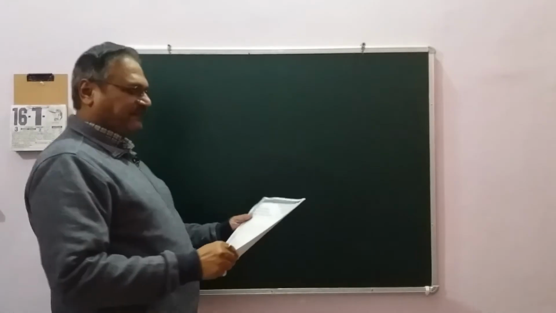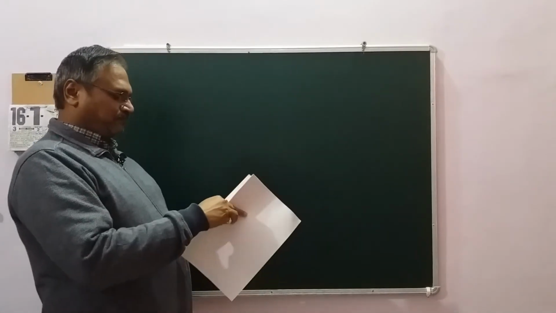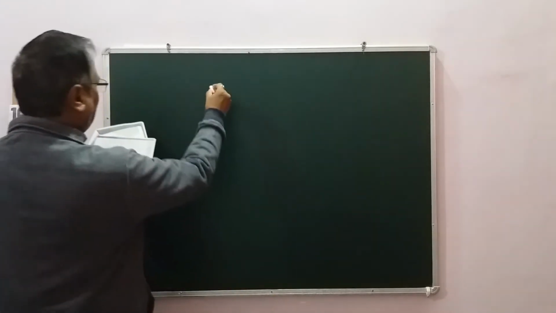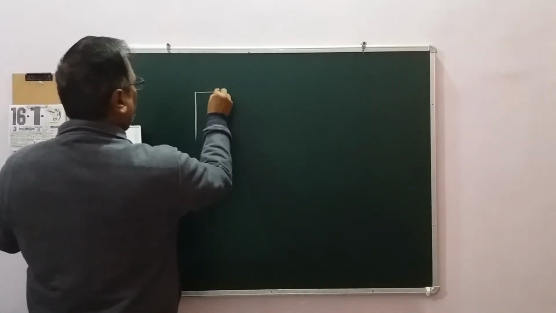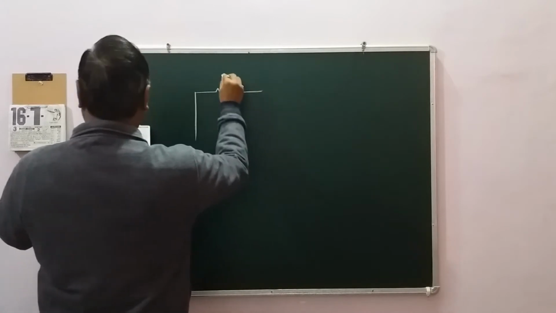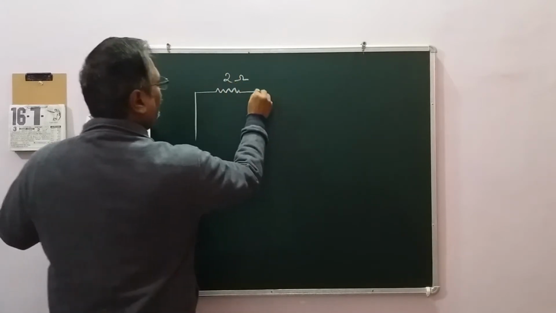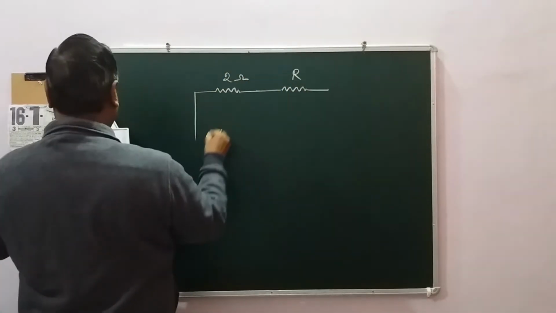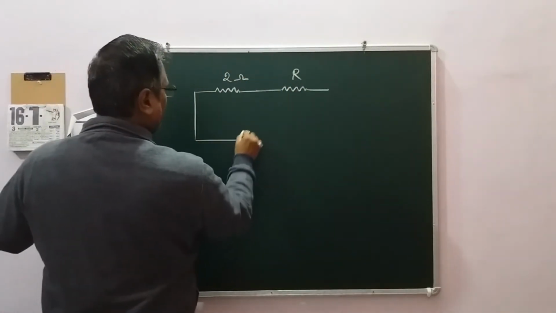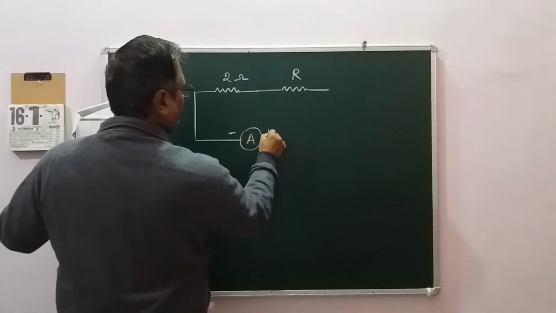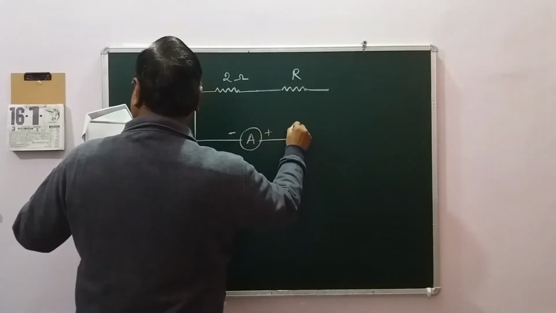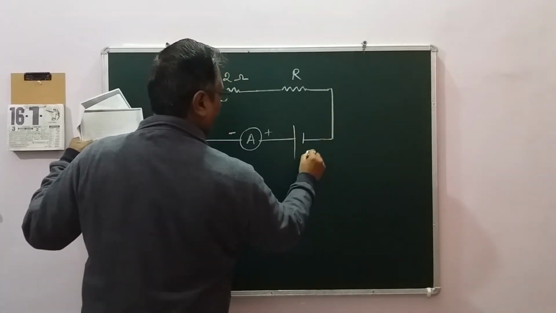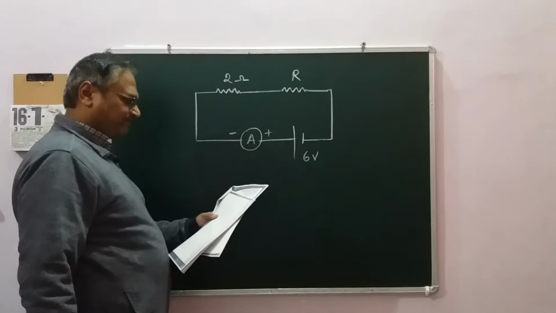There is a circuit given, okay? Yes, this is based on current electricity. There is a resistor of 2 ohm and there is an unknown resistor R, and an ammeter with negative and positive terminals. There is a cell giving a potential difference of 6 volt.